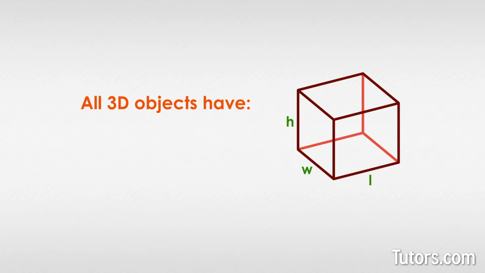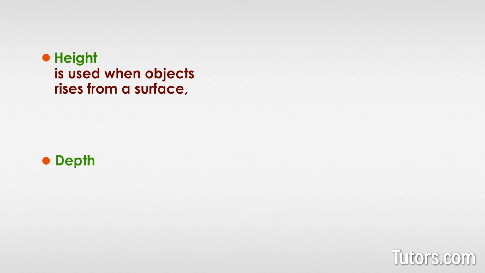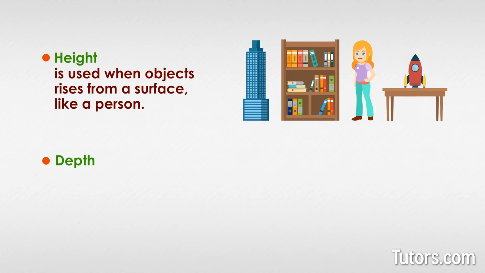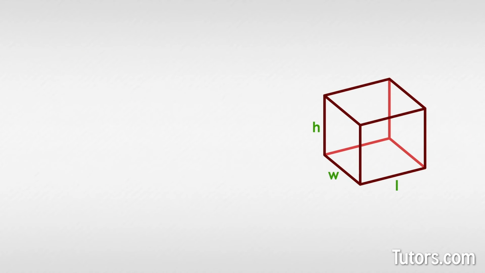All three-dimensional, 3D objects have a length, width, and a height or depth. Height is used when an object rises from a surface, like a person. Depth is used when an object drops below the surface, like a hole. We need information about all three dimensions to measure the volume of real-world and mathematical solid objects.